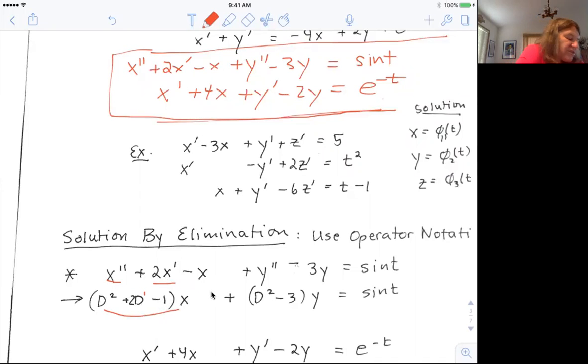Okay. If you look at this other one here, y double prime is D². We don't have a y prime in there, so we're not going to have a D to the first. We're going to have a y. So in operator notation, that thing looks like that. And we're operating on the function y. Second derivative of y minus third derivative, minus 3 times the function itself. That's all that is. So, operator notation.